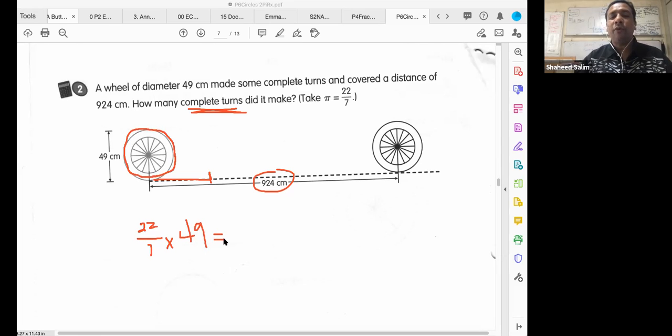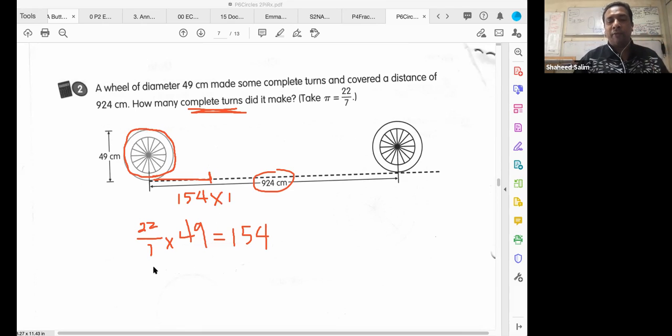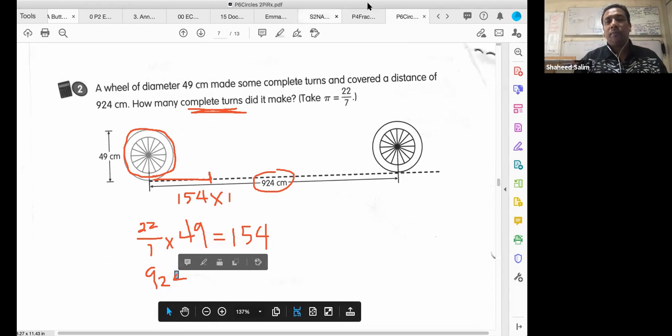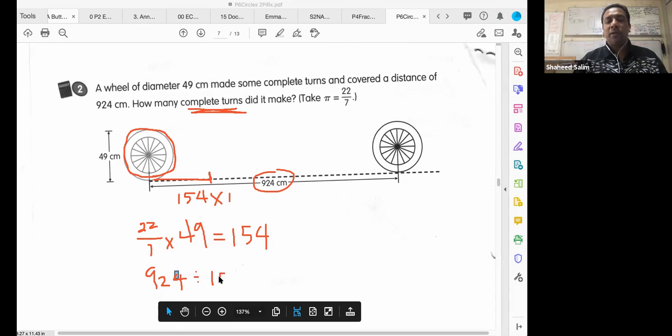Right? 154 is only the first step. That means one round is 154. 2 rounds, 154 times 2. 3 rounds, 154 times 3. So 154 times how many will give you 924? So 1 round is 154. So we want to find how many rounds: 924 divided by 154. What do you get? 6. So if you divide, you will get 6, right? So it's 6 rounds.